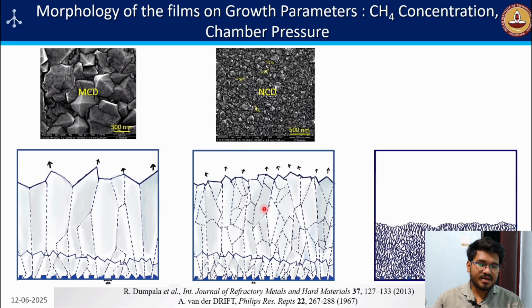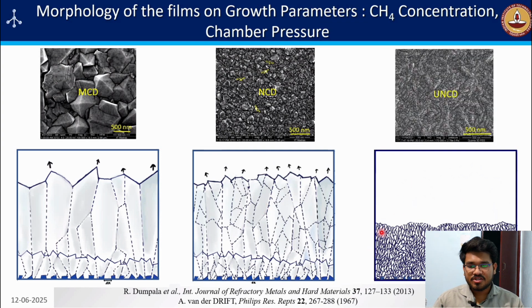And if you increase the methane concentration more, you will see UNCD. So actually the effect of pressure is much less compared to the methane concentration. I will say the methane concentration plays the most crucial role, along with the filament temperature, in sustaining this morphology.